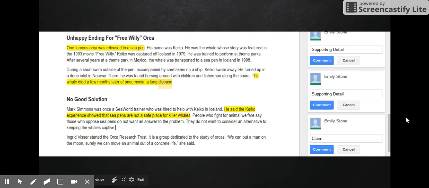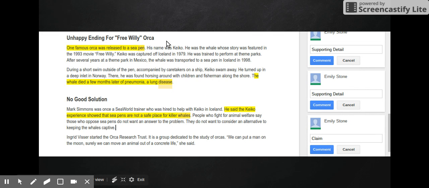So this is the last page of the article. So this supporting detail goes up here. So now we're on the next supporting detail. This talks about how there was a famous orca that was released to a sea pen. So not in a tank. This one was released back into the wild of sorts. It was put in a little pen in the ocean. And as another supporting detail, the whale died a few months later of pneumonia, a lung disease. So this is supporting the claims that whales shouldn't be going back in the wild because this one ended up dying. So it's showing how these whales aren't doing well back out in the open ocean.